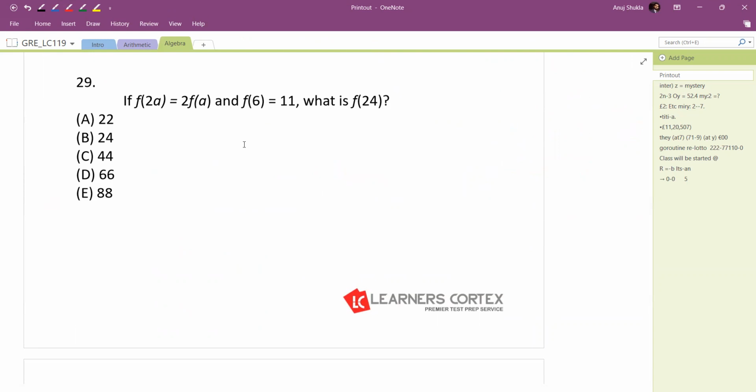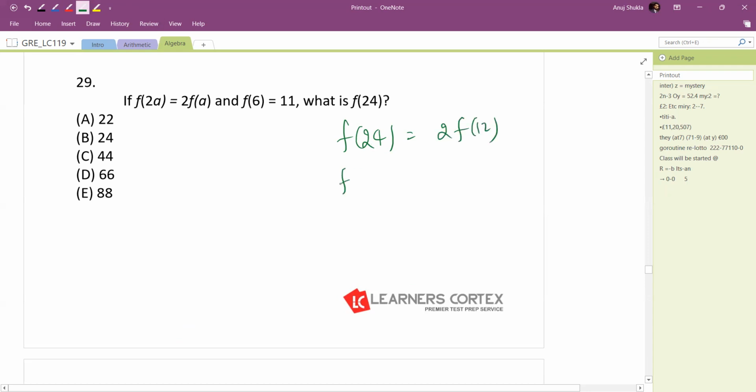22. Okay, so how you need to go? F of 24 you need. So f of 24 will be what? 2 into 12, so you can say 2 into f of 12. How you can get f of 12? 2 into 6, so 2 into f of 6. F of 6 value is 11. So f of 12 is 22. So 2 into 22, the answer is 44.